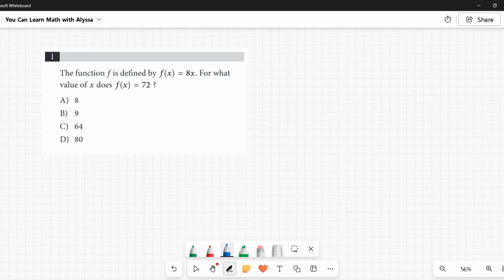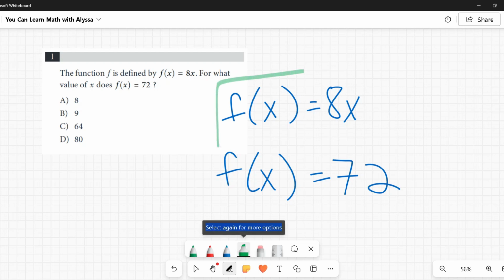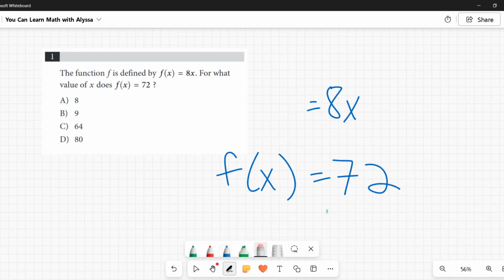The other way to look at this, which I think is important to know, because if you get a more complicated function, plugging in numbers may not be the best way to do it. So here it says, when f of x equals 8x, what is x when f of x equals 72? Since f of x is 72, you can replace this f of x with 72.